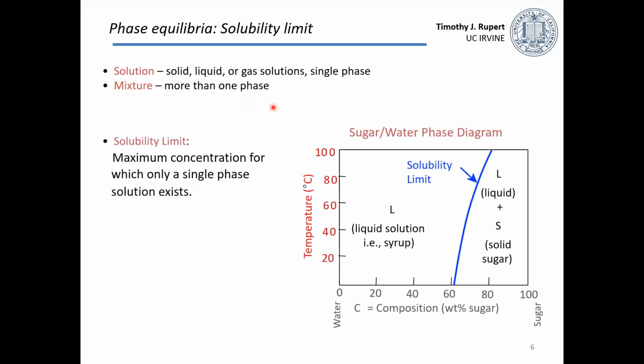Okay, so I want to show you a very simple phase diagram. On the y-axis, we have temperature. On the x-axis, we have composition. And this is for water where we're mixing in sugar. Okay, so 0% sugar means we're 100% water. 100% sugar means there's no water, it's just solid sugar. And this is a very simple phase diagram. Now, an important thing to point out on here is you can identify what's called a solubility limit.